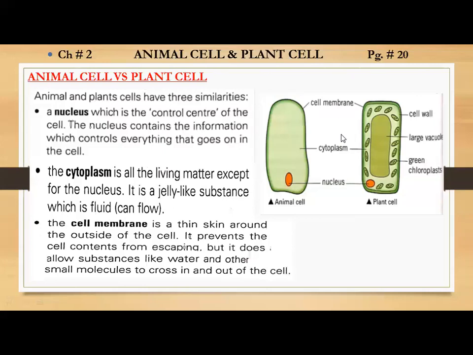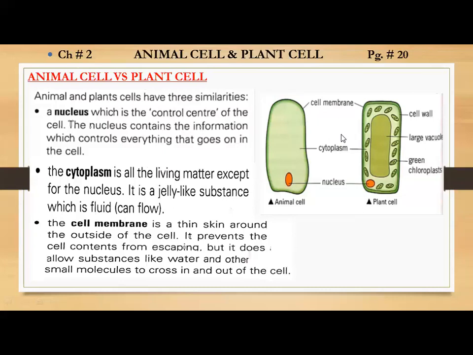Now come towards the cell membrane. It is the outer layer of the cell. The cell membrane is the thin skin around the outside of the cell. It prevents the cell's contents from escaping. It stops the organelles from passing out of the cell.